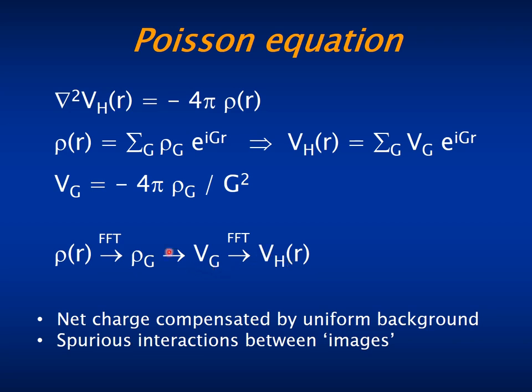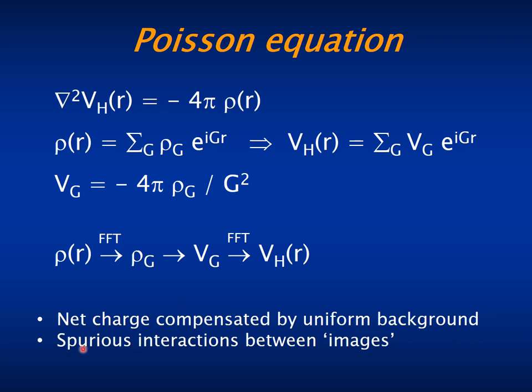This has some consequences. First, if the total charge is not zero, that is, if the system is charged, then the Fourier coefficient for g equals 0 is not 0, and Vg becomes infinite. This simply reflects that the potential will be infinite for an infinite repetition of charges. So what SIESTA does in that case is to compensate the net charge by a uniform background of compensating charge.